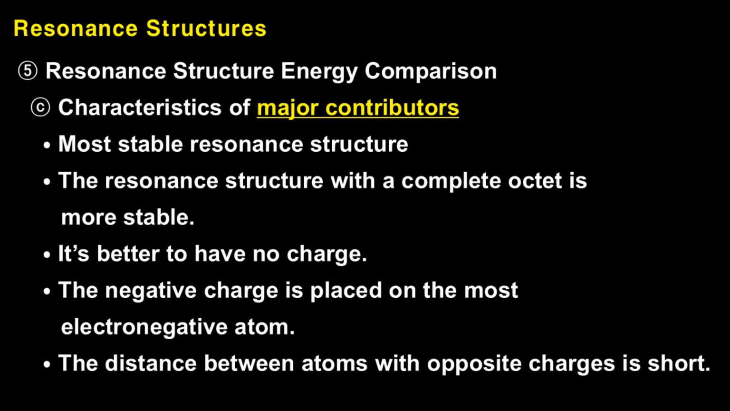Third, a negative charge should sit on the most electronegative atom, like oxygen, not carbon, to make sure the electrons are distributed in the most favorable way. And finally, the closer opposite charges are to each other, the better. Shorter distances between them help stabilize the structure through stronger electrostatic interactions.